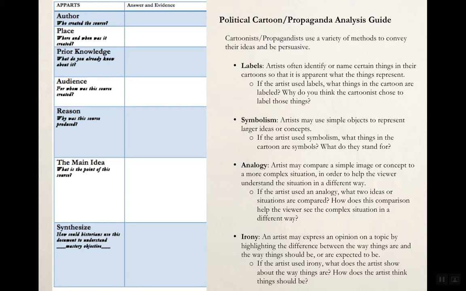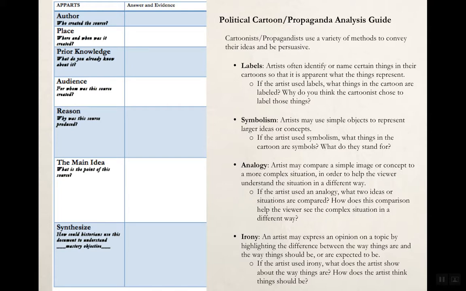So how does this work? Well, you can see it's an acronym, stands for author, place, prior knowledge, audience, reason, the main idea, and then synthesize. And what you're tasked with doing is using this chart to get at basic information about the image you have to analyze tonight. So, with each of you given a different cartoon, you're to take this chart and apply this chart to that cartoon or piece of propaganda.